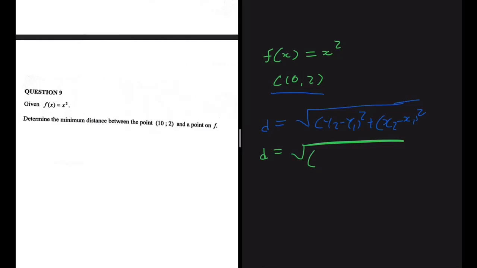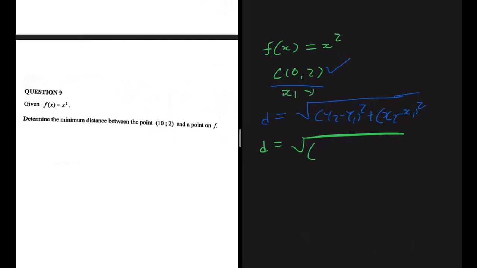Obviously, we have our point here that is given to us, right? It's easy to see that we can make this 10 be x1 and let the 2 be y1. And then for x2 and y2, we're going to use the function itself, because for every point on the function f of x, we're going to have some coordinate x and the corresponding y value x squared, right? That is what this function is essentially doing, right? So let's let this be x2 and let this be y2.